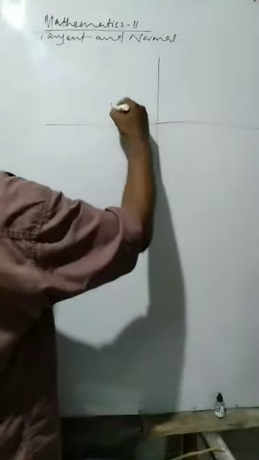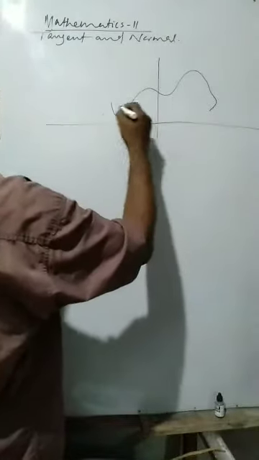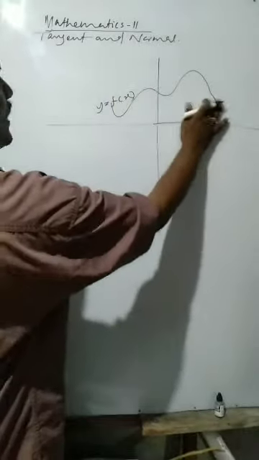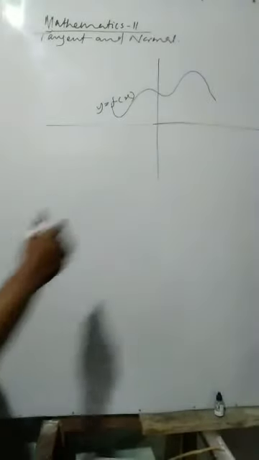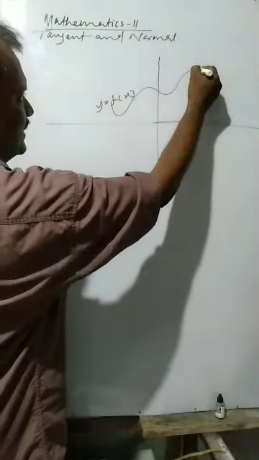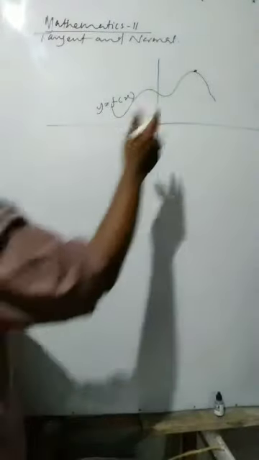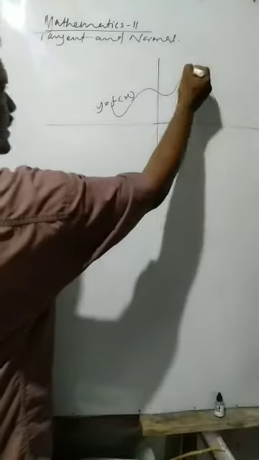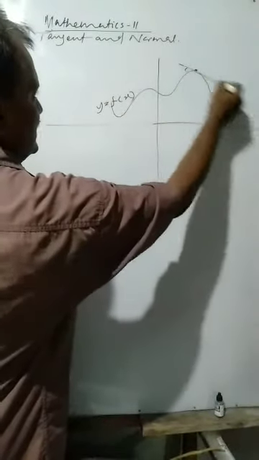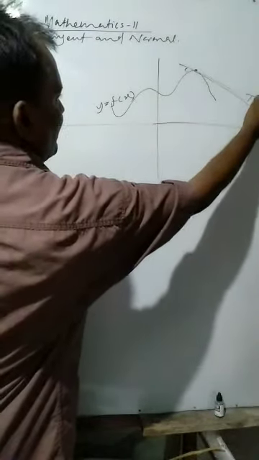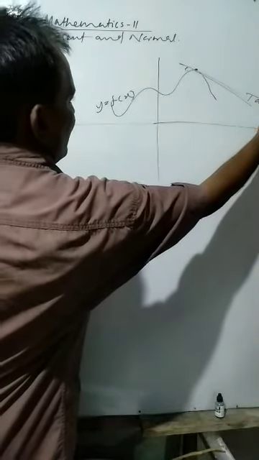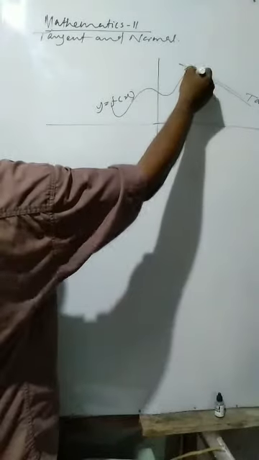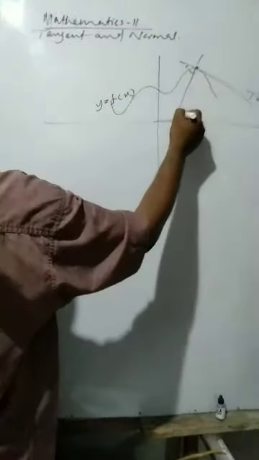Suppose y equal to f of x is any curve. On the curve, you take any point C, let's say this is the point C. You draw a tangent, this is the tangent. Normal means at the point of contact, if you draw a 90 degree line, this is the normal.